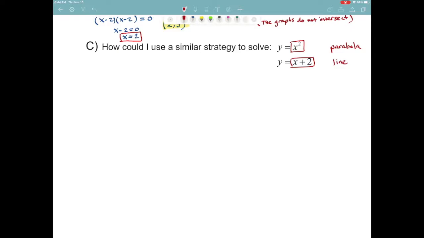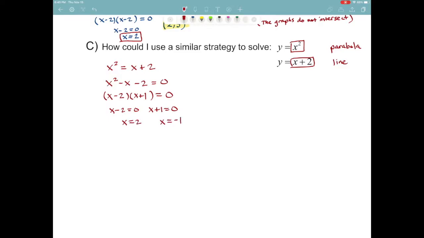I'm going to set x squared equal to x plus 2. We'll set it equal to 0 now by subtracting x and 2. So we have x squared minus x minus 2 equals 0. We'll factor our trinomial. That should end up being x minus 2 and x plus 1. Once we set those equal to 0 and use our zero product property, we'll get that x equals 2 and x equals negative 1. Now remember, our original problem up here has x's and y's, so we have to go back and find our y values.